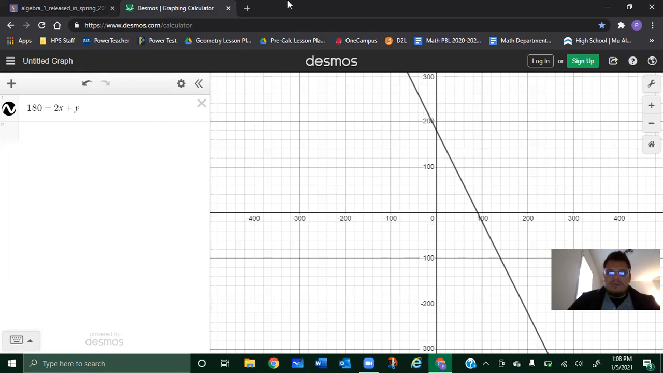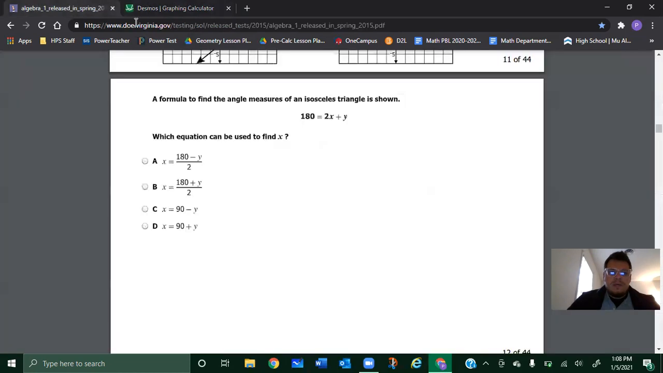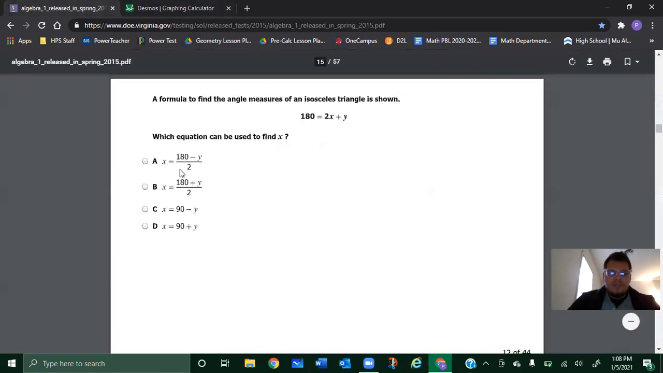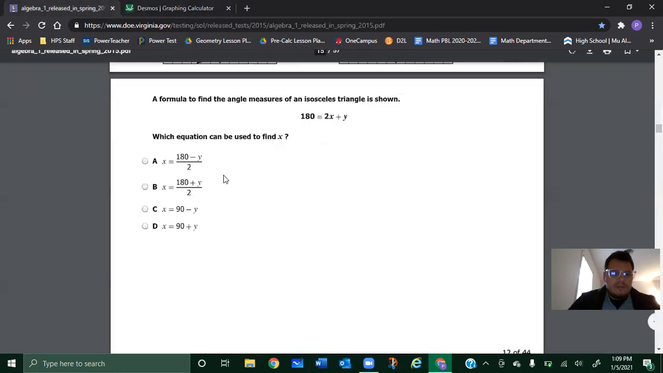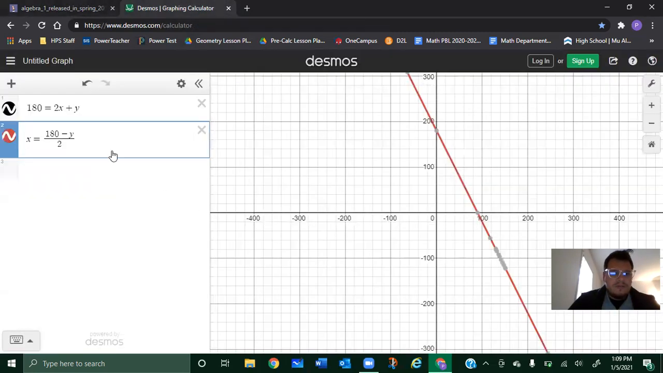So there's the problem. I want to see which one of these matches that. So I just got to type these in. So x equals 180 minus y over 2. X equals, and I'm going to type divided by the little slash, and it pulls up a fraction. 180 minus y over 2. I believe that's what it was, right? 180 minus y over 2, yeah.